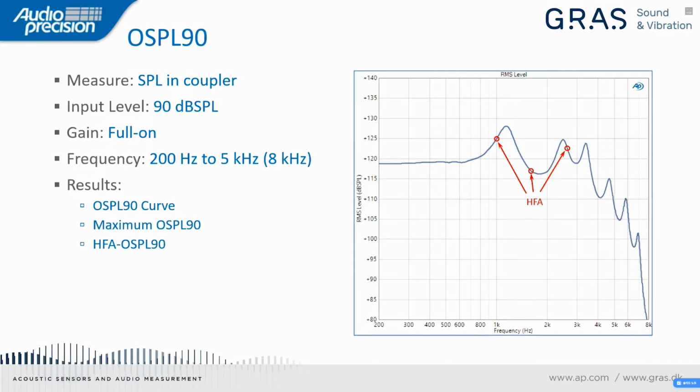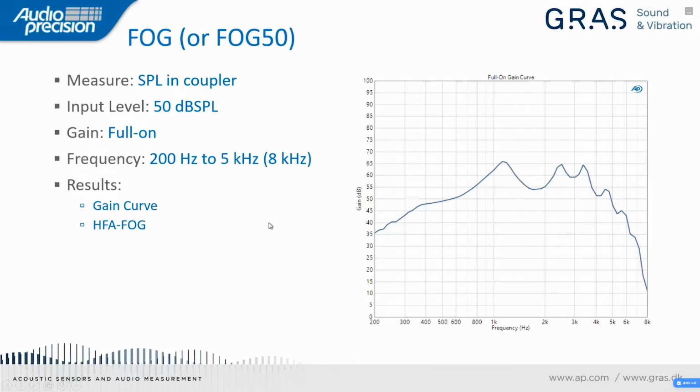The full-on gain, or FOG, sometimes called FOG 50. Here the input level is 50 dBSPL. The gain is at full-on gain, of course. The same frequency range as previously. And here we're going to measure the gain curve, as shown here. And one of the important metrics is the high frequency average full-on gain, or HFA FOG.